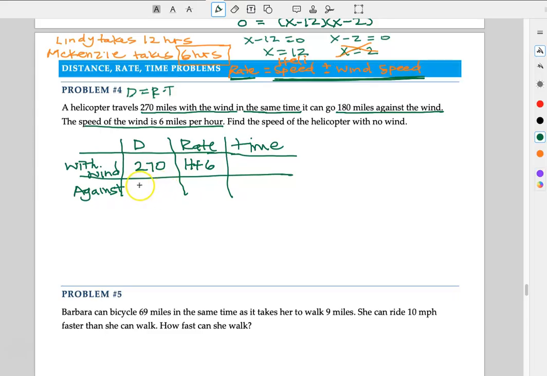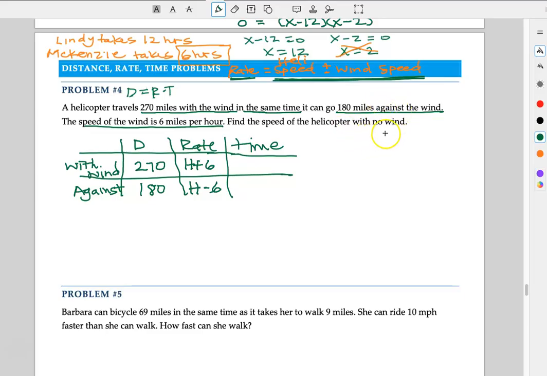Distance is the same. No. Nope. You can go... The time is the same. So, yep, you can go 180. And our rate this time is going to be the helicopter speed minus the wind speed, so h minus 6. All right, now this is the part that's different about what we did before.